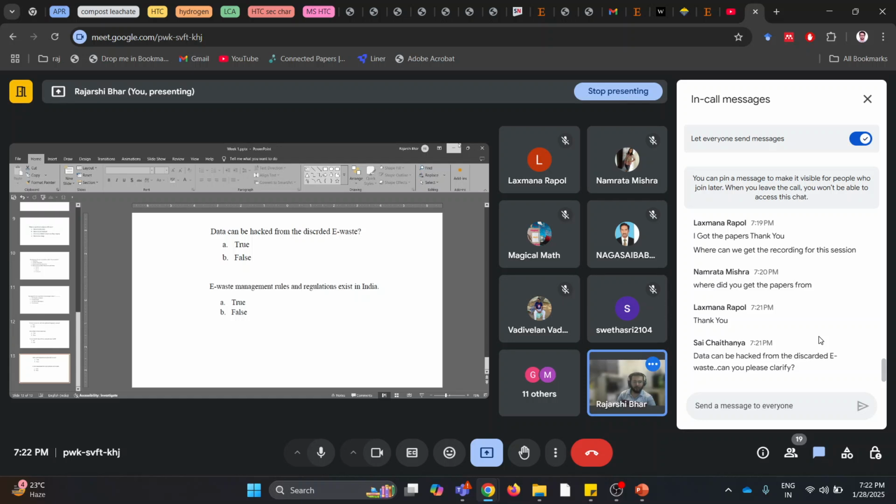So if you are discarding your computer or laptop and you have not properly erased all the data, people can access the passwords or whatever is stored in the computer memory and can use it for different purposes. I hope that answers your question, Sai.